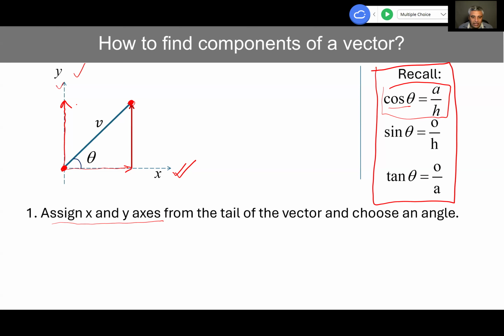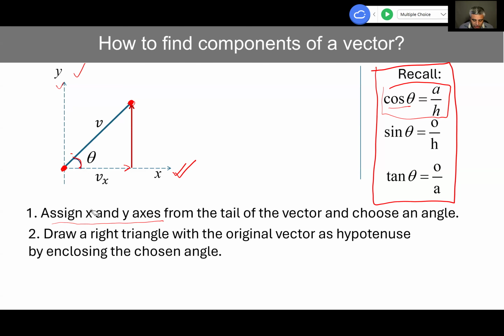Either way is fine, but what is the preferred one? If we are given an angle, we want to go first on the side where the angle is. See here, this angle we don't know, so that's why we do not want to go like that. We want to enclose that angle, okay? So that's what I am drawing here.